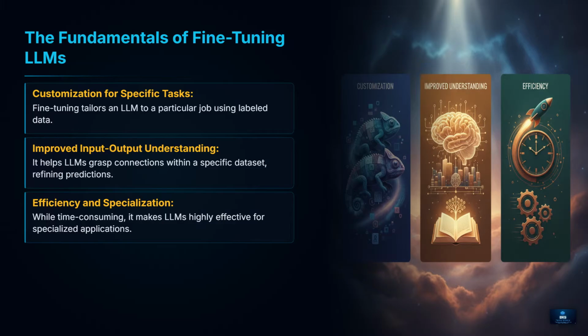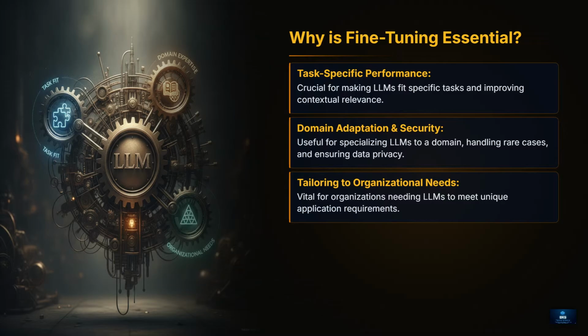So, what exactly happens during fine-tuning? At its core, it's about customization. We take a model that already understands language broadly and teach it the nuances of a specific task using data that's relevant to that task. This process helps the model better understand the relationship between inputs and outputs in that specific context, leading to more refined predictions. Although it requires effort and a good dataset, the result is a highly efficient and effective model for specialized use cases.